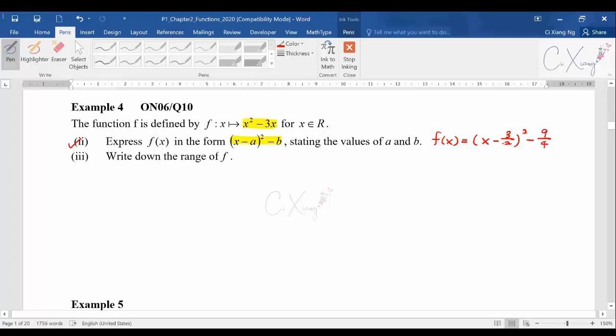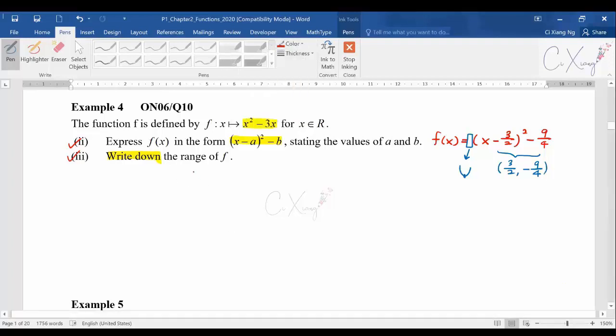Then we go for part number 2. They want you to write down the range of f. Write down means they just want you to write out the answer. If you did the completing square correctly just now, from here the coefficient is a positive value, so you know that it is a U shape. And from here, you will know that the minimum point has the coordinate 3 over 2 and negative 9 over 4.